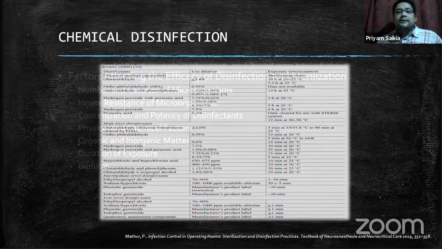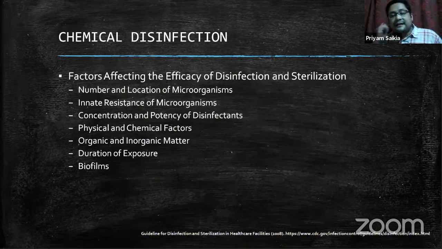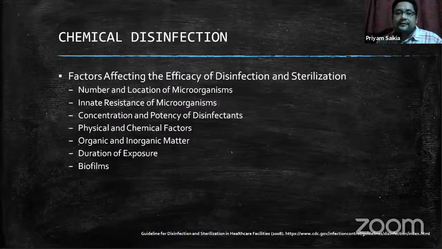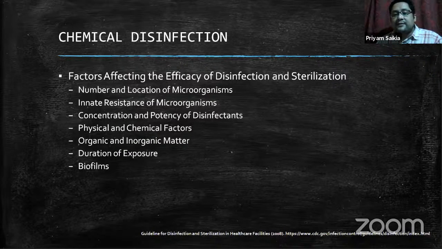I was talking about that, unlike sterilization, chemical disinfection suffers from a few setbacks. There are many factors that affect the efficiency of disinfection and sterilization. Some of those factors are the number and location of the microorganisms. That is the reason why all equipment should be cleaned very nicely before it is sent for chemical disinfection. For many disinfectants, there is an innate resistance of microorganisms which is being observed.